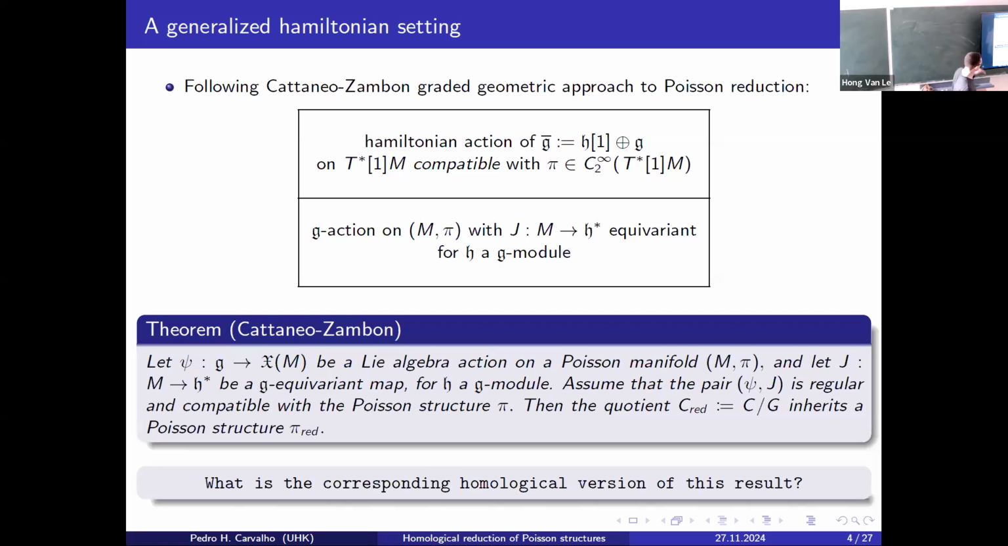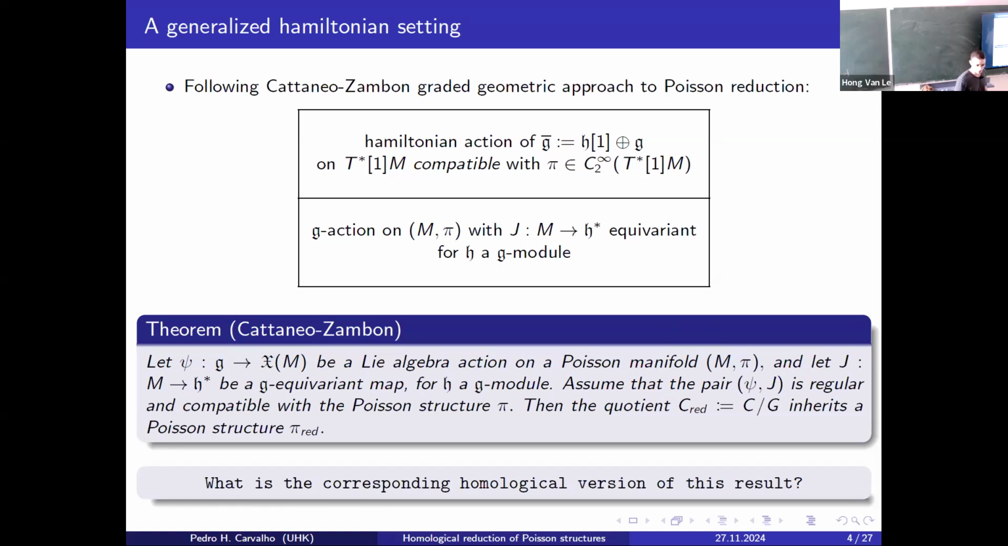Well, if you consider the G action and the equivariant moment map, you assume some regularity condition. I'm saying that you assume that the pair is regular and compatible; I will explain exactly what that means later. But it's just to say that you have some generalized reduction data, you have some compatibility, and out of this you can produce some Poisson manifold. The technical assumption is not really important now, but you have some compatibility between this data and the Poisson structure, and you produce some manifold.